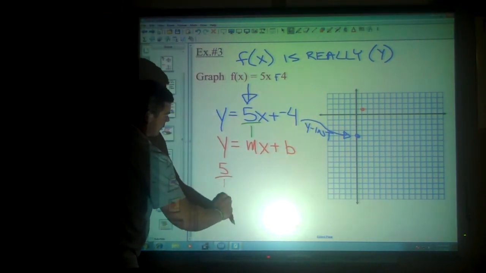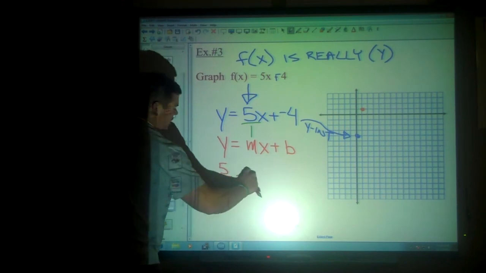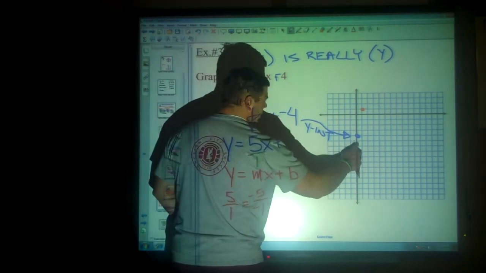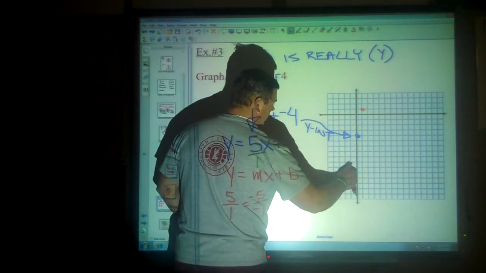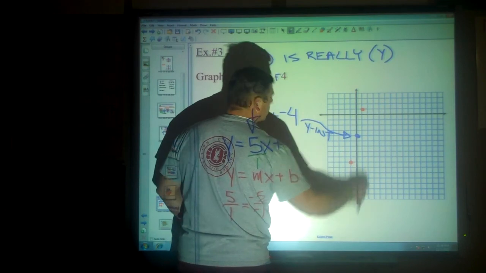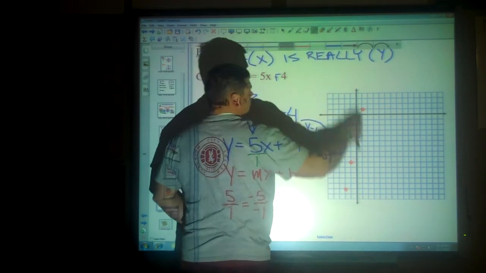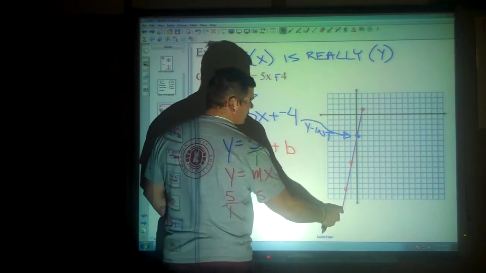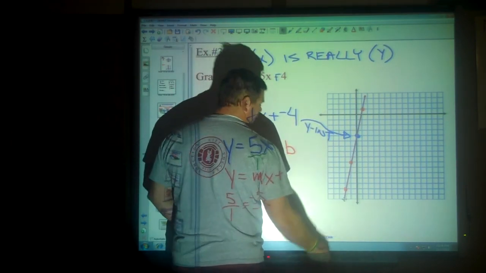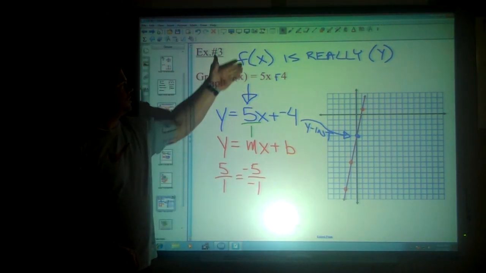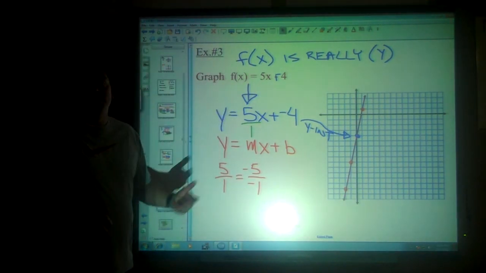But remember, 5 over 1, if you change one sign, you've got to change the other. You could also go down 1, 2, 3, 4, 5, and left 1. And there you have your graph. So function notation, where it's f of x, is really just the letter y. Do everything the same as before.